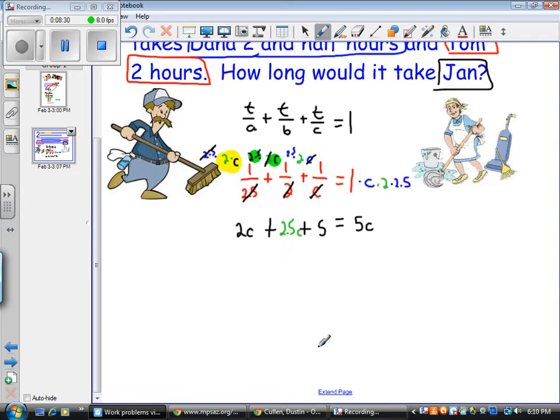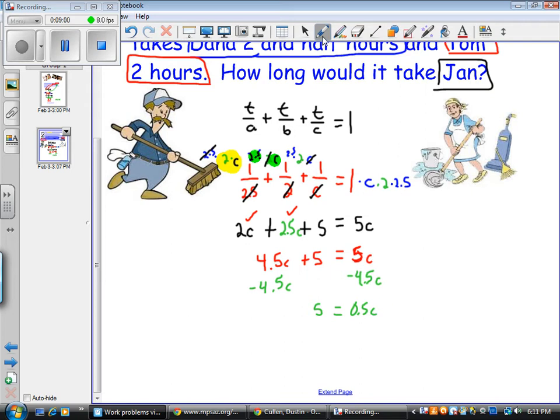And now it's time to just get down to business and solve this thing. So here we go. I have like terms here and here, so that's going to be 4.5 C's equals 5C over here. Okay, now I'm going to get all my C's to one side, so I'm going to subtract this 4.5C from both sides. So I get 5 equaling 0.5C. Okay, I am then going to divide each side by 0.5, and C is going to equal 10.